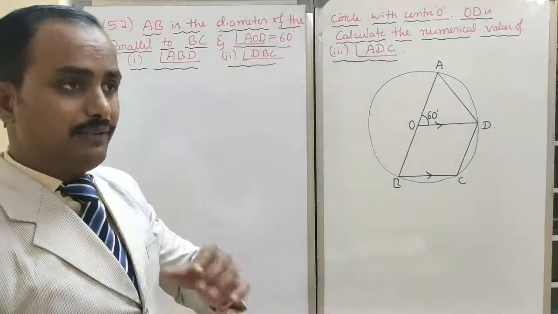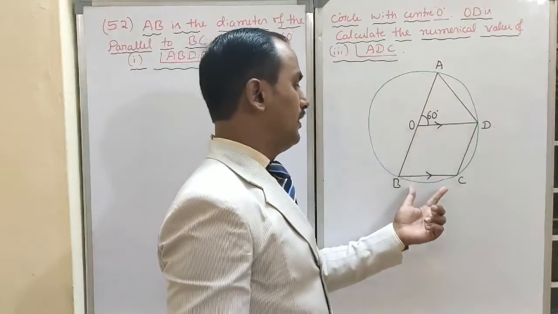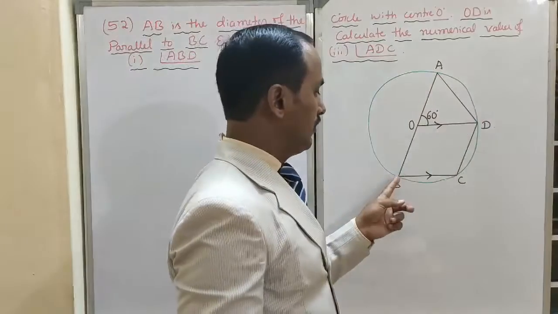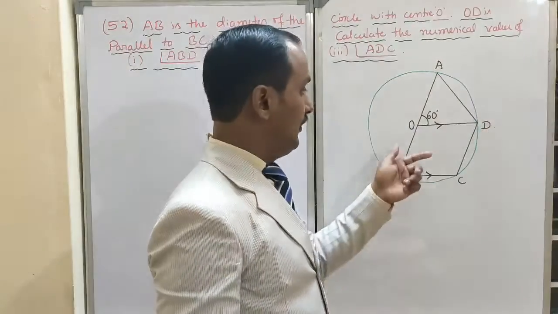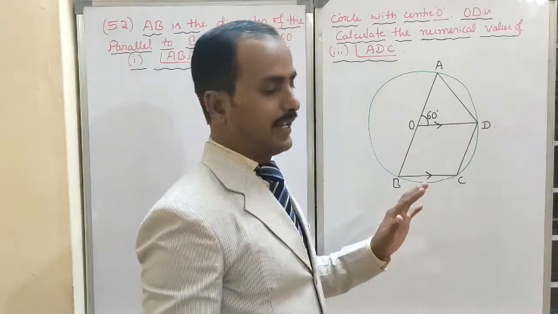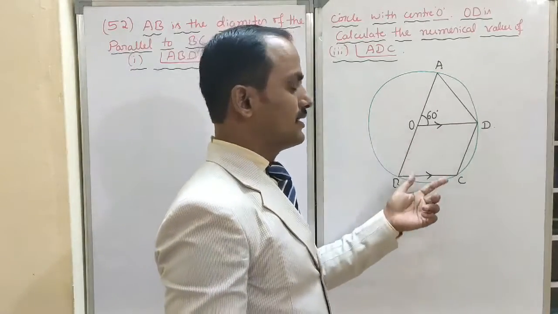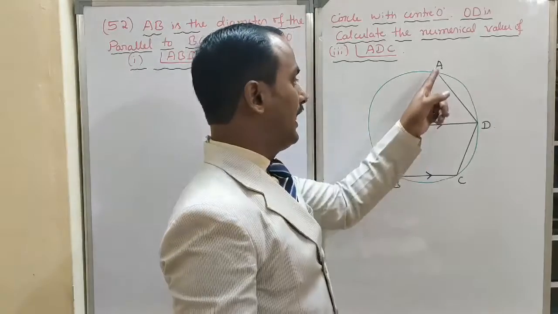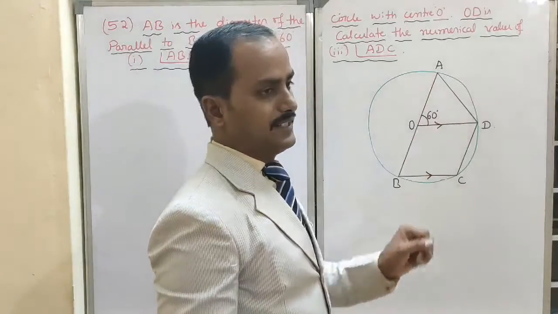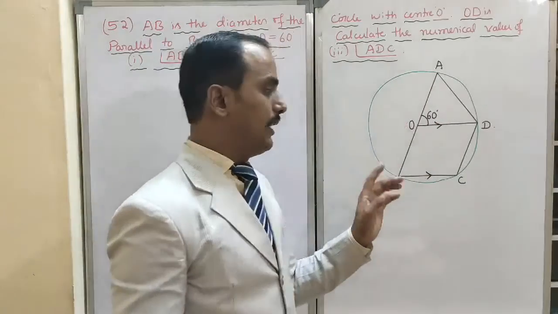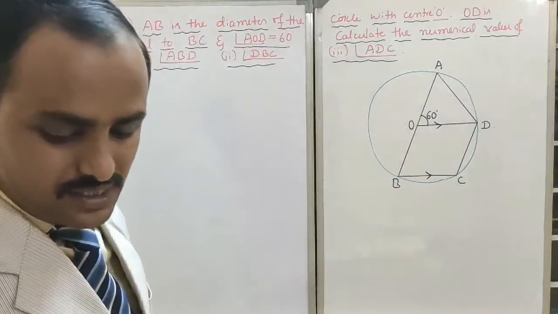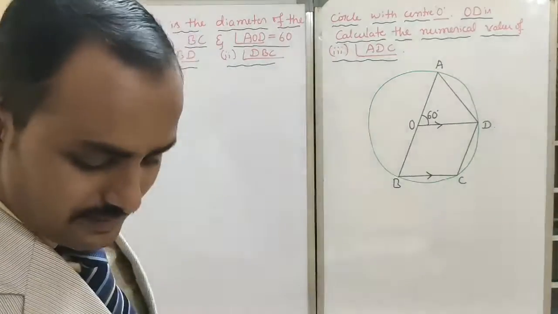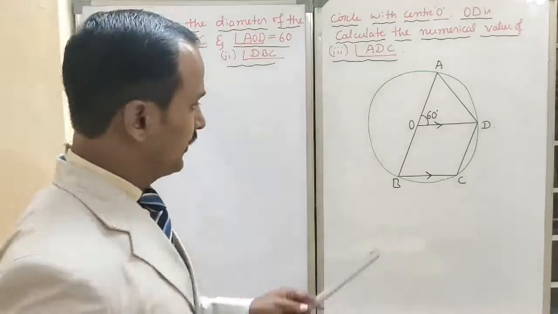See, here given data only OD is parallel to BC. If I join BD, I will get alternate angles. Okay, why? Because two lines are parallel, and angle AOD is 60 degrees. By using this data, I am going to find the angles. Coming to the solution, before going to the solution, I will join that line here, children. Look here, you know which one? BD.